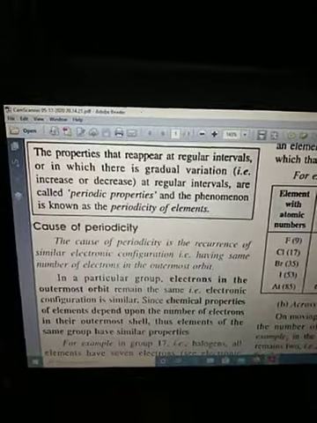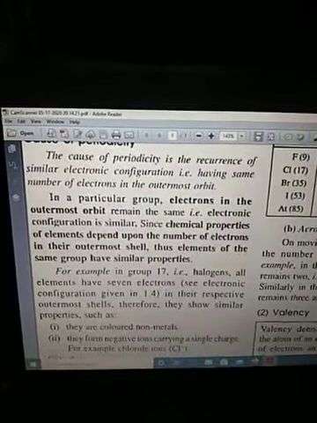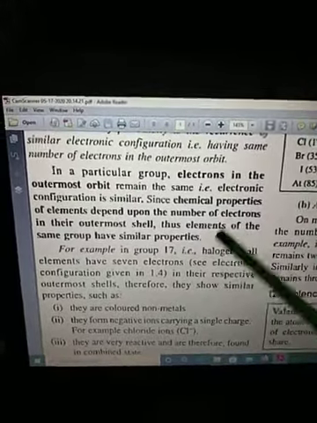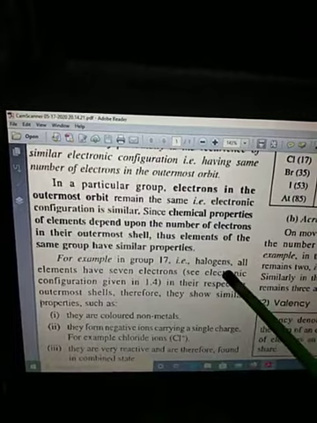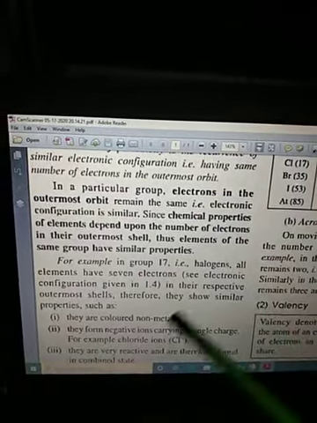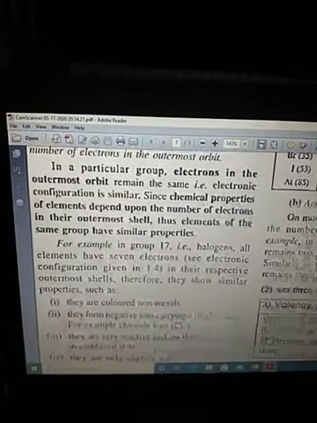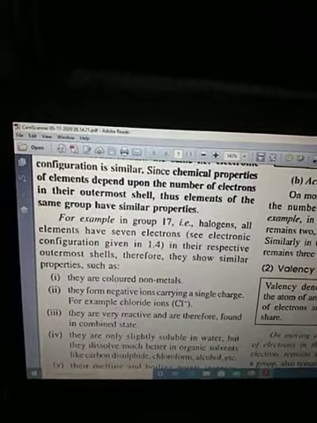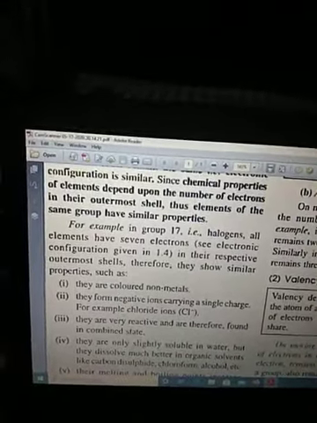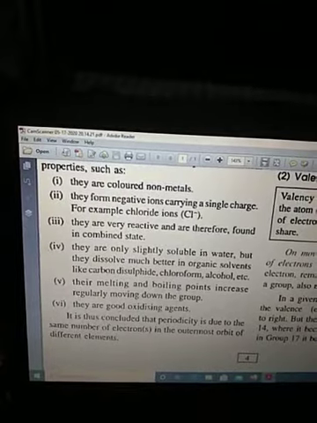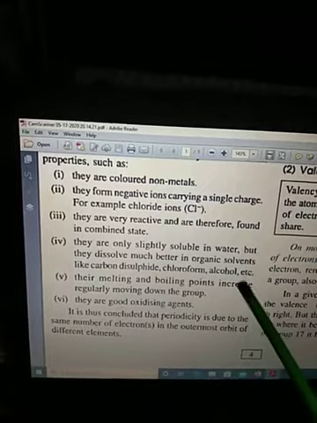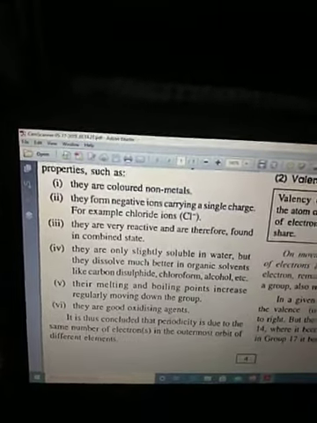Say for example, if you consider group 17, that is the halogens, we have got fluorine, chlorine, bromine, iodine. Now in group 17, if you write down the electronic configuration of these elements, you'll find 7 electrons in the outermost shell. That means they have the same number of electrons, and because of that, they also have similar chemical properties. So we can conclude that periodicity is due to the same number of electrons in the outermost orbit of different elements.